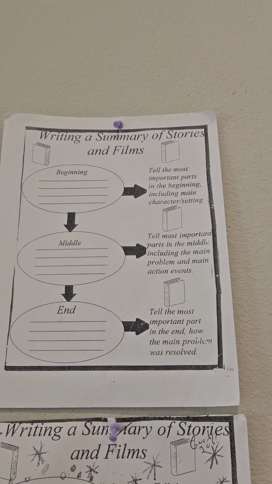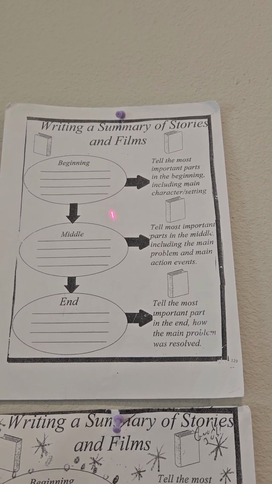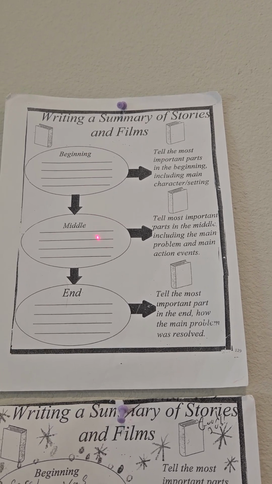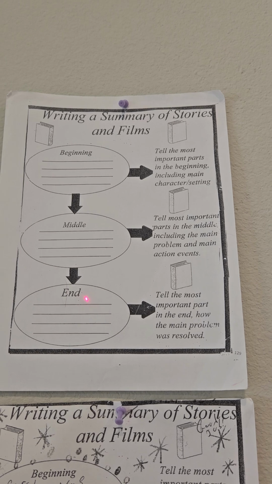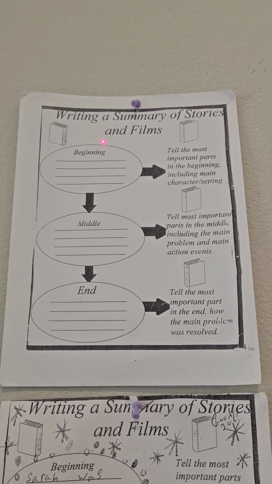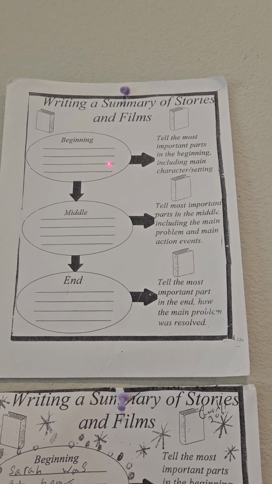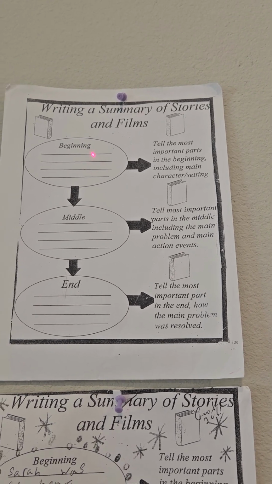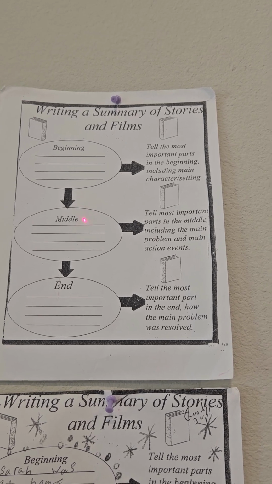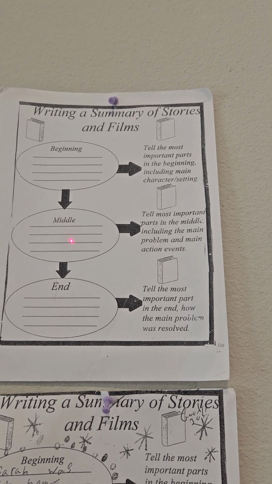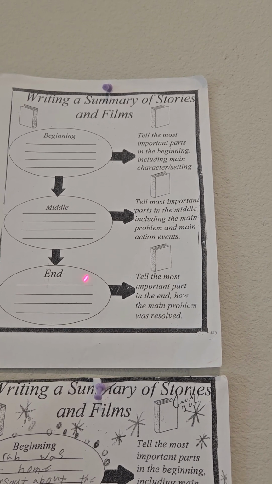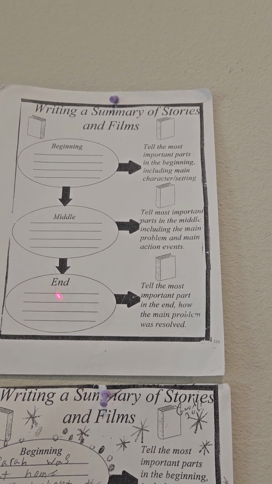So an effective short summary is going to be three to five sentences, approximately, that state the most important information in the beginning of the text, the most important information in the middle of the text, and the most important information at the end of the text. The beginning of the text is going to include the main setting, the main characters, and maybe the beginning of the main problem depending on the text. Only the main setting and the main characters. The middle of the text is going to include the main problem and just the most important action event that happens to try to solve the problem. And the end of the text is going to include how the problem was solved, one or two sentences on how the problem was solved.